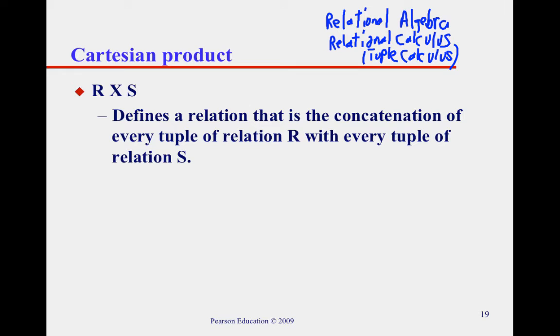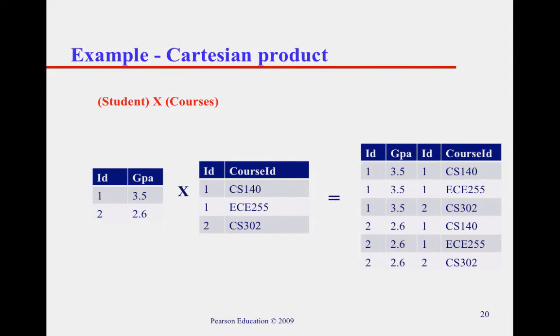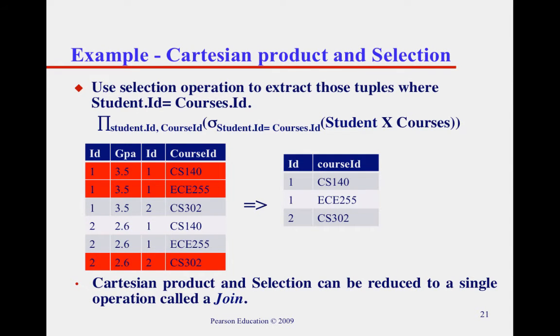It's the concatenation of every tuple in the relation R with every tuple in the relation S. And by itself, it's not particularly interesting, in part because you can see it smashes together the same columns twice if there's identical columns, but also because typically you don't want all of the tuples from both relations. You just want a subset of them. So typically you combine Cartesian product with selection.